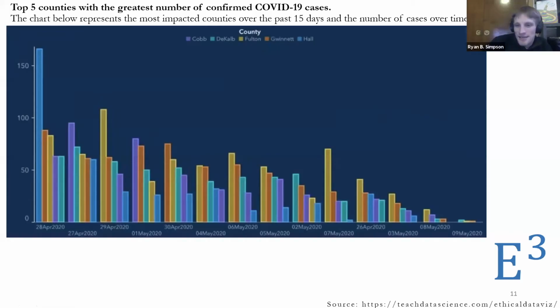Tanya, as a slight aside, there is a question about whether there are specific data visualization platforms that you prefer to use, and if so, maybe you could explain which ones you prefer to use.